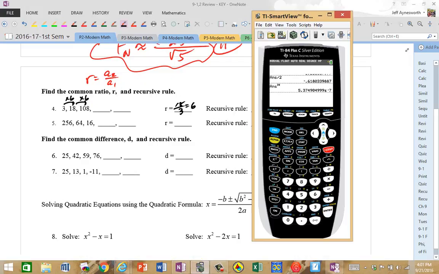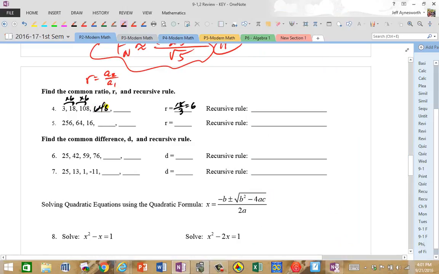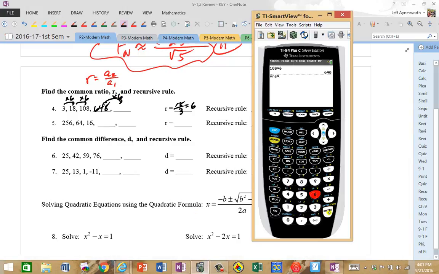So let's clear the calculator and do 108 times 6. That's your next term, 648. Times 6 again, you just go times 6. Easy. 3,888.